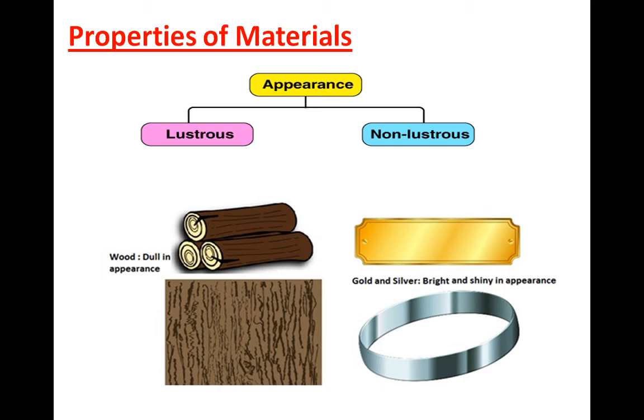Means in appearance, two things are important. First one is lustrous and the second one is non-lustrous. Now again, what are the lustrous things? What are the non-lustrous things? See, some of them, usually metals, shine when they are polished. That is known as lustrous. Means the shiny things are known as lustrous things.